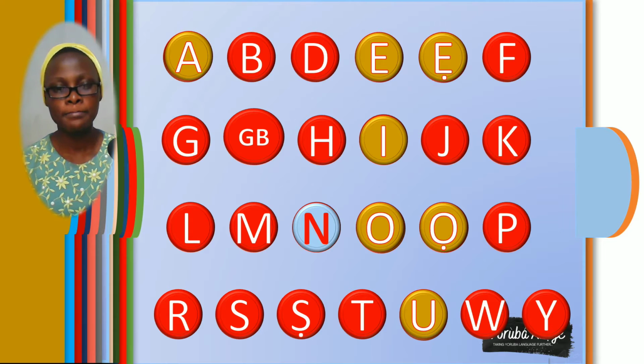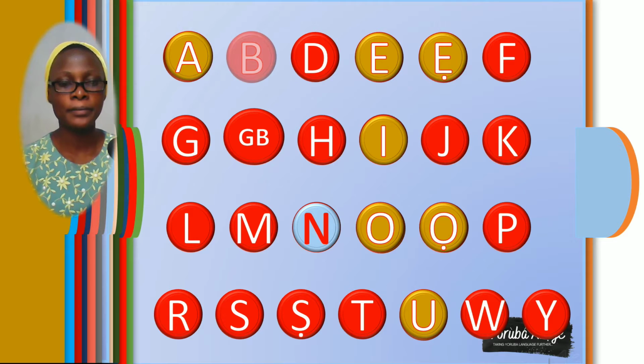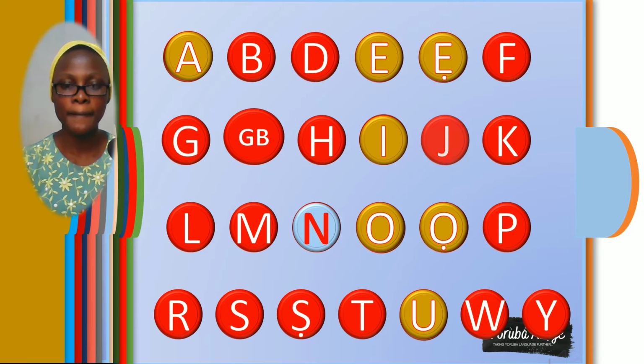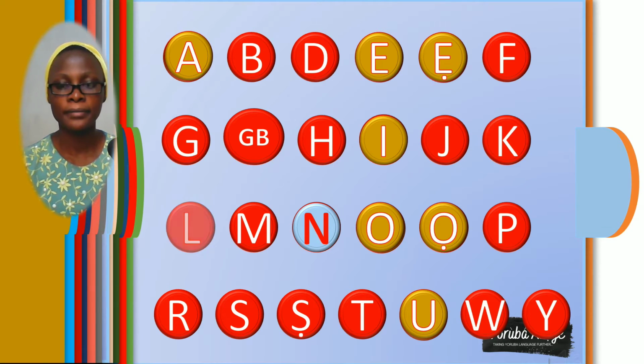Alright, so this is A. So let's go. B, D, A, F, G, B, H, I, J, K, L, M, N, O, P, R, C, Sh, T, U, W, Y. All right.